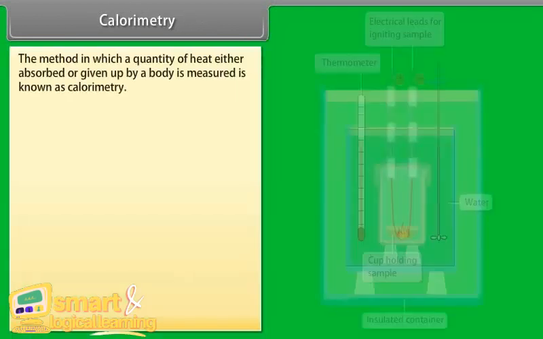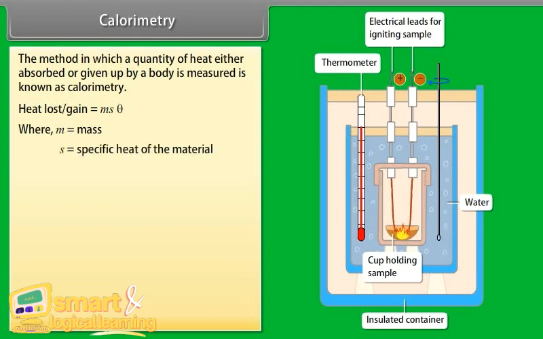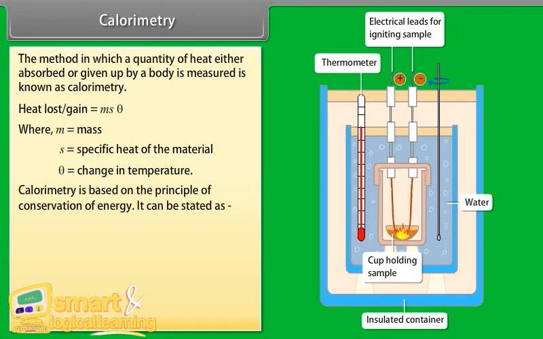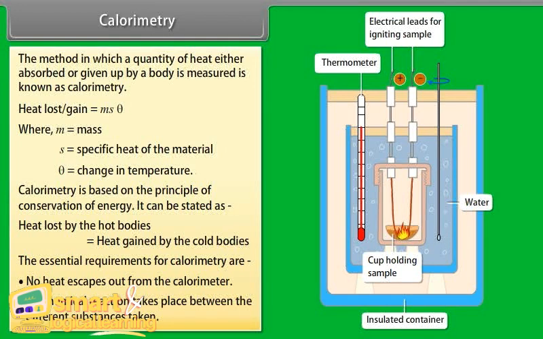Calorimeter. The method in which a quantity of heat either absorbed or given up by a body is measured is known as calorimetry. Heat loss or gain is equal to m s theta, where m is equal to mass, s is equal to specific heat of the material, and theta is equal to change in temperature. Calorimeter is based on the principle of conservation of energy. It states that heat lost by the hot bodies is equal to heat gained by the cold bodies. The essential requirements for calorimetry are: no heat escapes out from the calorimeter, no chemical reactions take place between the different substances taken.